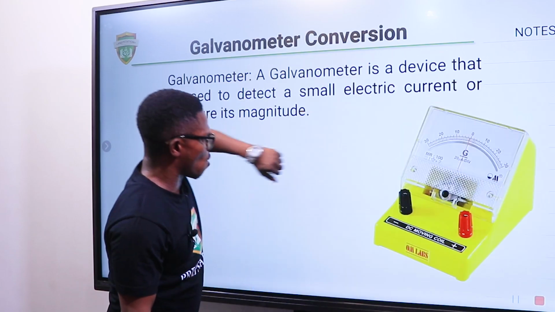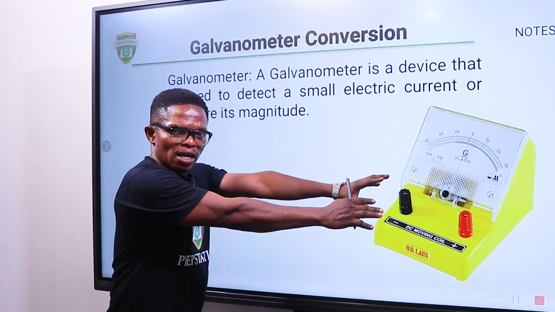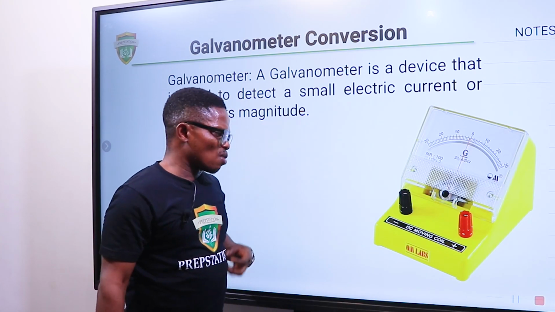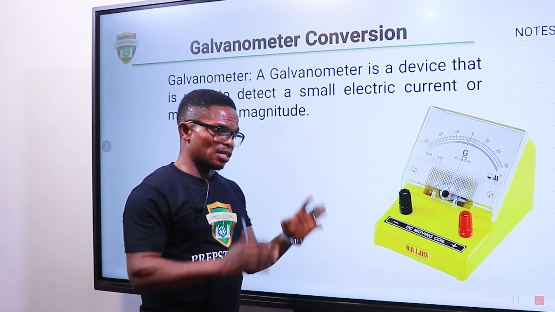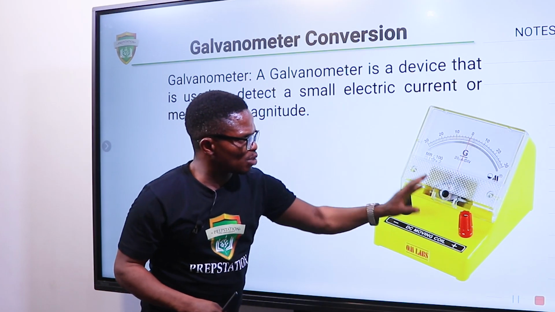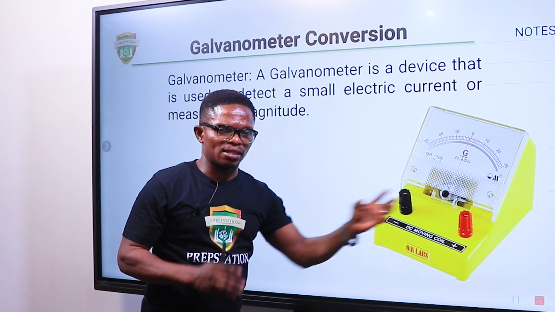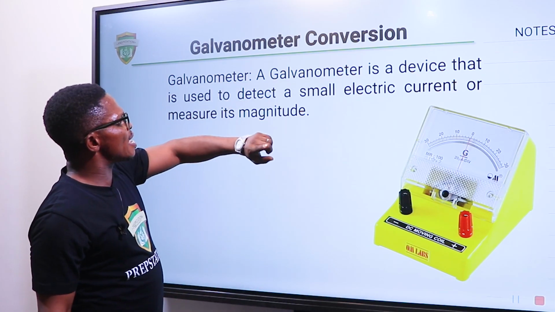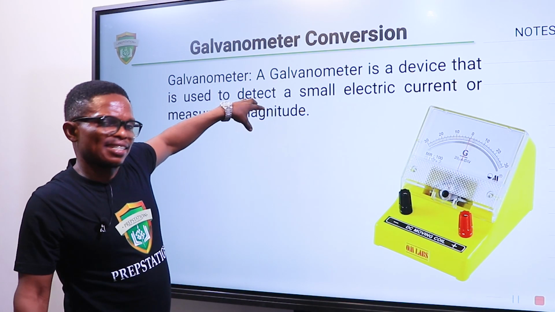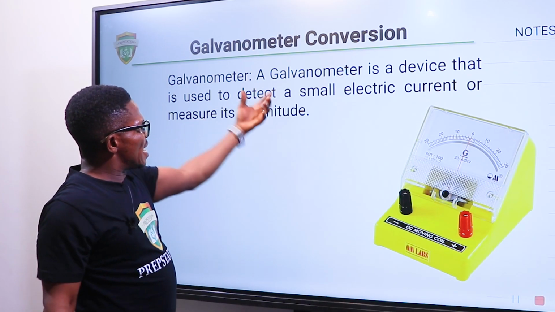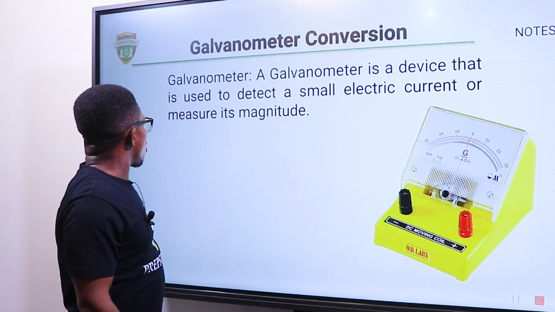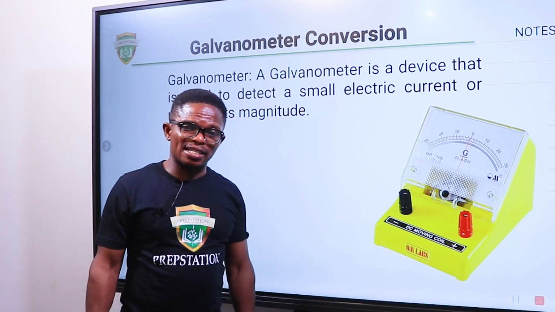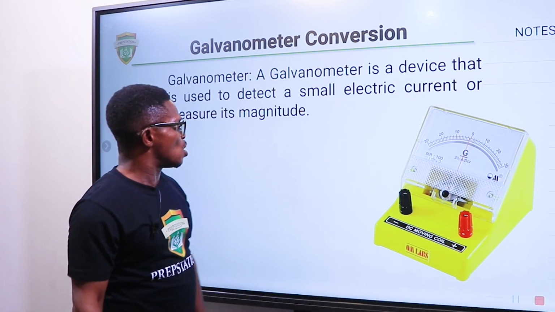So let's move forward. Now, this is a galvanometer. A galvanometer is a very sensitive device. Sometimes they don't measure, they are used for detecting. But this one has been modified to detect the flow of current and also measure. A galvanometer is a device that is used to detect, that's the primary purpose, a small electric current or measure its magnitude. A galvanometer can detect a very small amount of current.